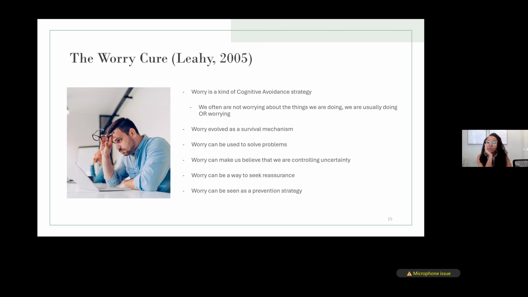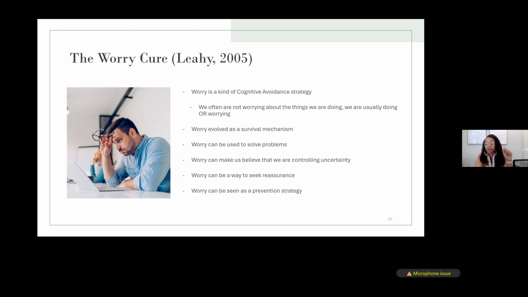I want to introduce The Worry Cure. The Worry Cure is a book that was written by Robert Leahy and published in 2005. And Leahy does a really, I think, clear and straightforward job of helping us to unpack worry in a way that I think is quite accessible and relevant. He talks about worry as a cognitive avoidance strategy, right? We're often worried about the things that we're not doing, and when we're doing things, we're just not worrying about them. Worry evolved as a survival mechanism.